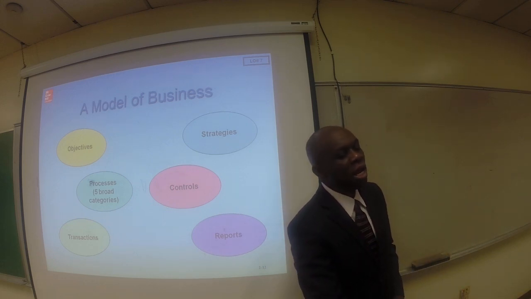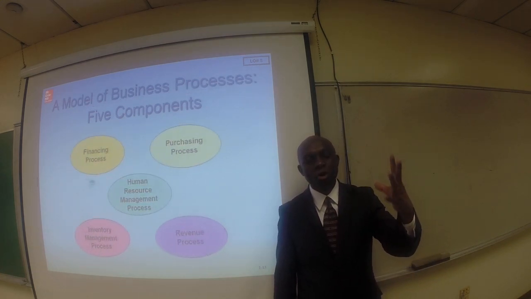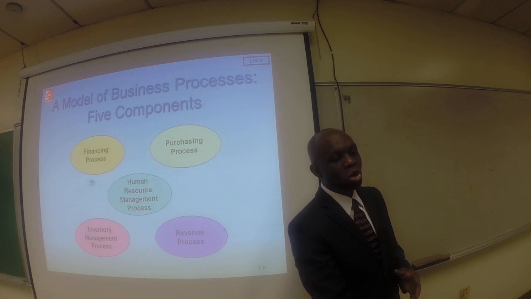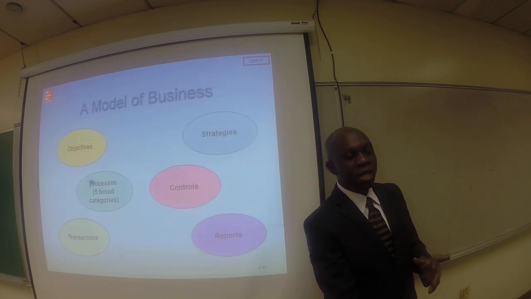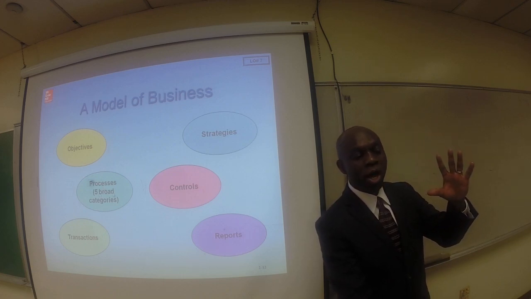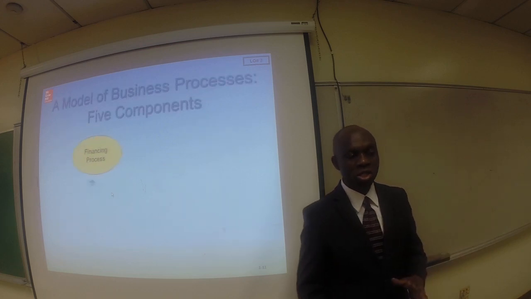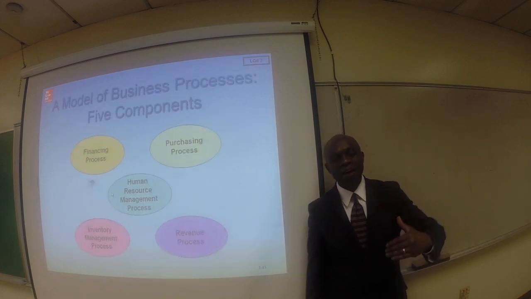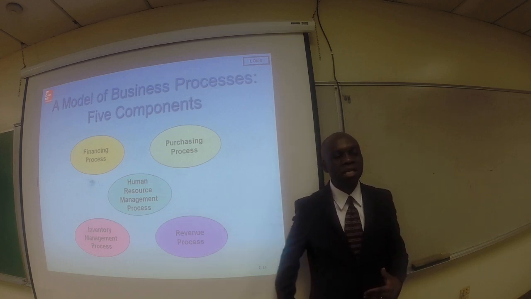So moving along, let's take a look at the next slide, a model of business processes, 5 components. Now I want you to note that here we are talking about processes. On the last slide, 5 broad processes. So we are going to go ahead and take a look at the expansion of processes here. So this is the lower level of a model of businesses. Now let's take a look at these 5 components.